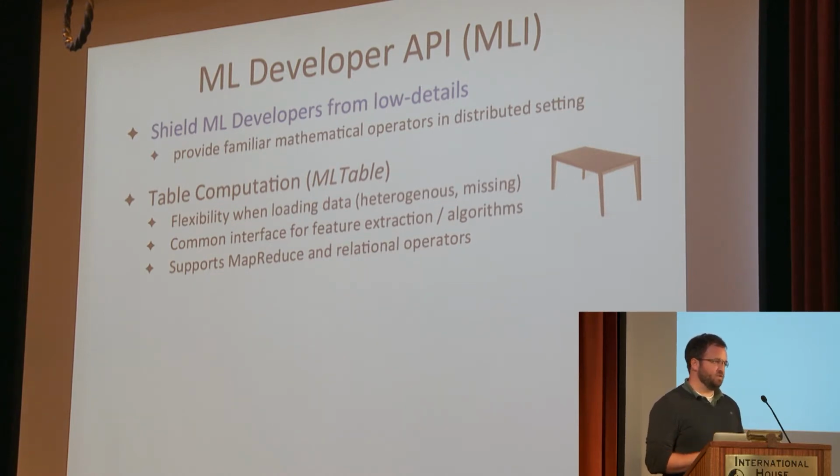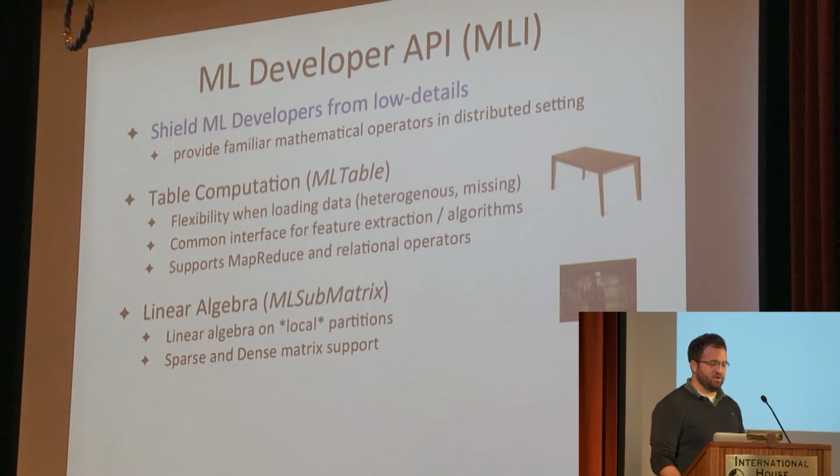We view this as a general data container that has flexibility for loading data, so ETL, and supports heterogeneous and missing data, so heterogeneous data across columns. It's a common interface for both feature extraction and data transformation, as well as the inputs to our machine learning algorithms. And it supports, again, map and reduce and relational operators.